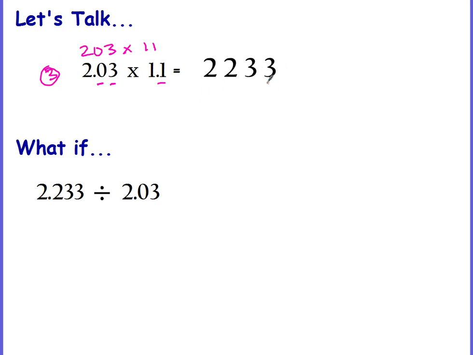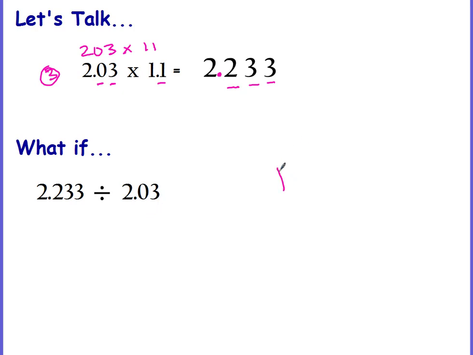So we come over here to our answer, we start at the right, and we do 1, 2, 3. There's our 3 decimal places, so our decimal point would go between the 2 2's. But what if we wanted to divide? What if we wanted to take our 2 and 233 thousandths and divide that by 2 and 3 tenths? How would you figure out your answer?